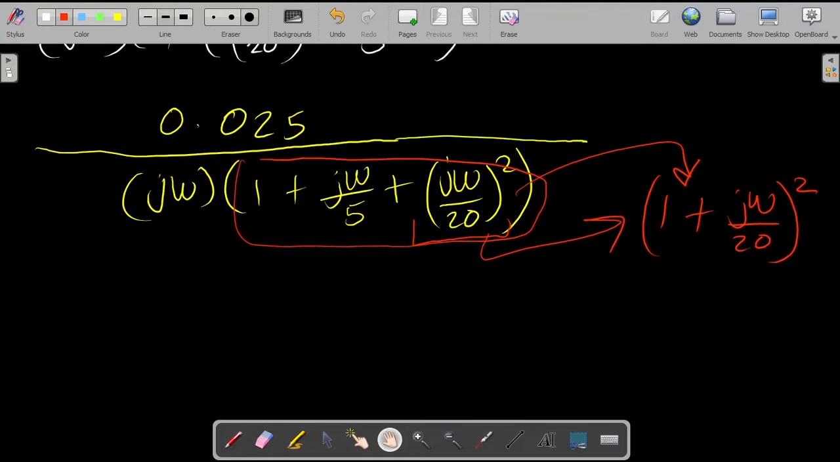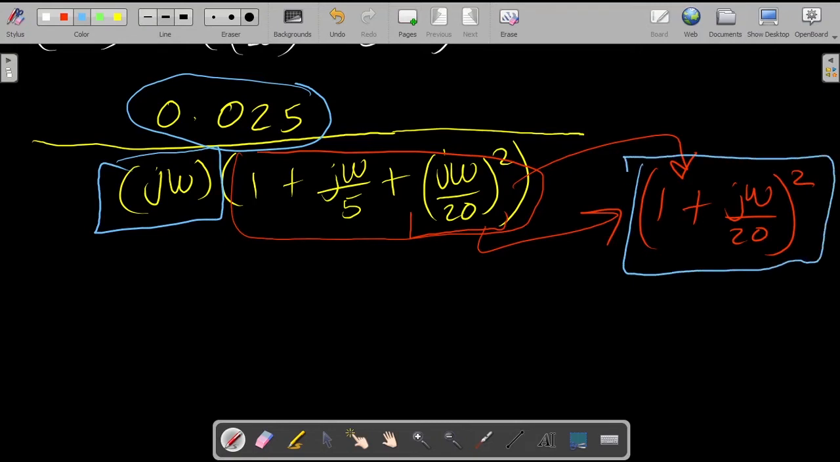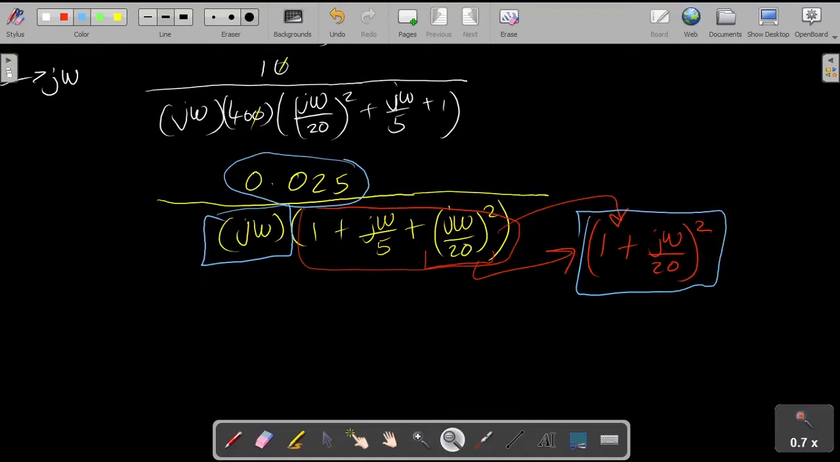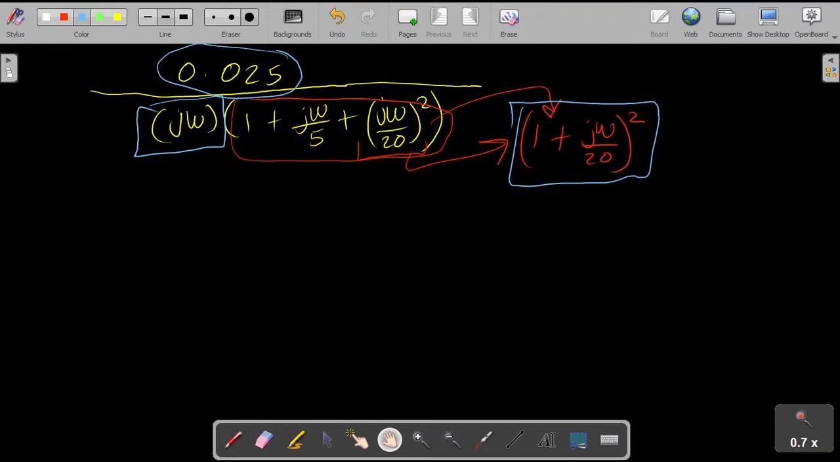So now, as a summary of what we have, we have a constant at the top, we have a pole at the origin, and we have a repeated pole, right? So looking at the table in the textbook to see the behavior of each of these, we now can draw each of our Bode plots.